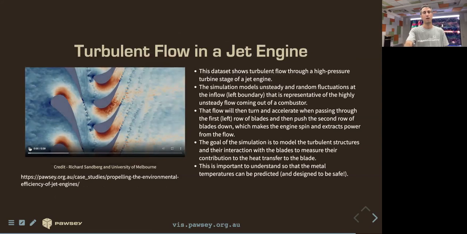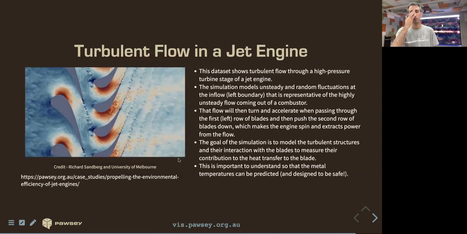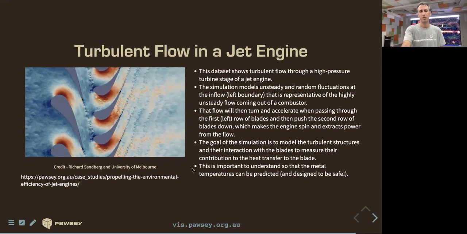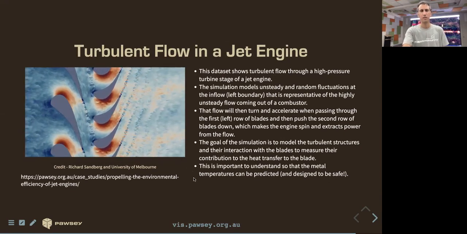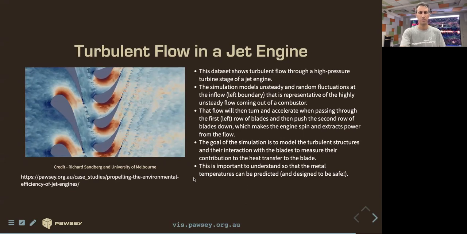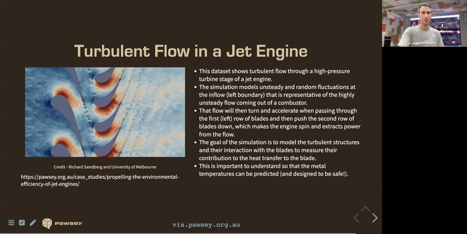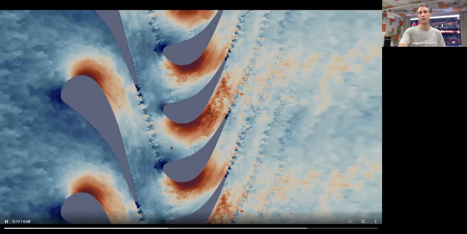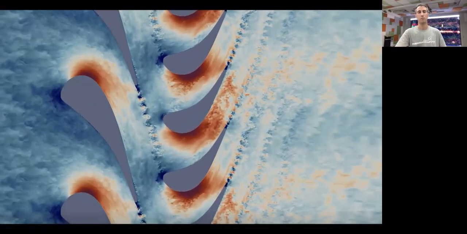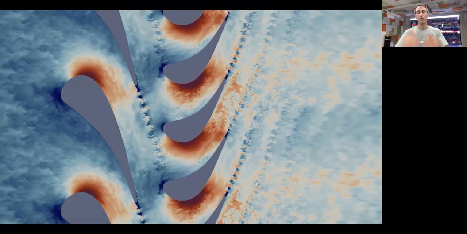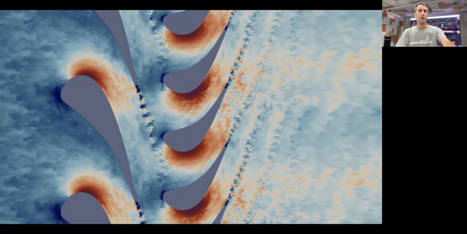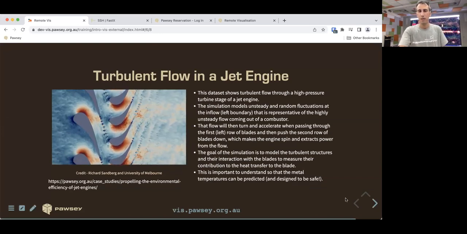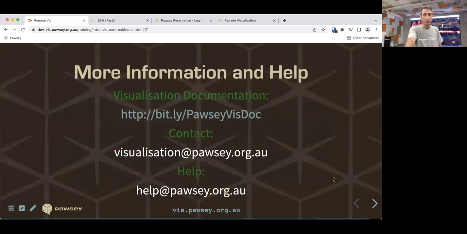Then there is turbulent flow in a jet engine. This is another CFD example. I'm not sure whether it was with commercial software or they had their own package. I think they had their own package. So they could, again, do visualization here that shows how the flow interacts with the turbine fans. And that's it for now.